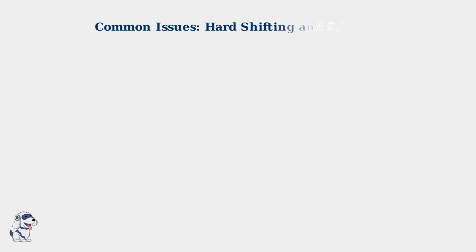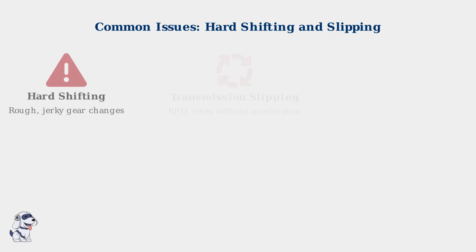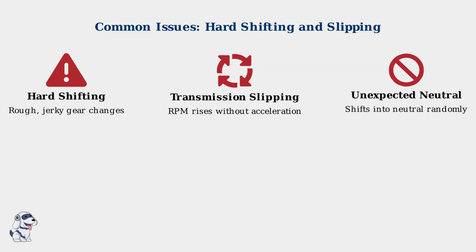Ram 1500 transmissions, whether 8HP45 or 845RE, can experience several common issues that affect their performance and reliability. Understanding these problems helps identify when professional service is needed. The three most commonly reported issues are hard shifting, transmission slipping, and unexpected shifting into neutral. Each of these symptoms indicates different underlying problems within the transmission system.